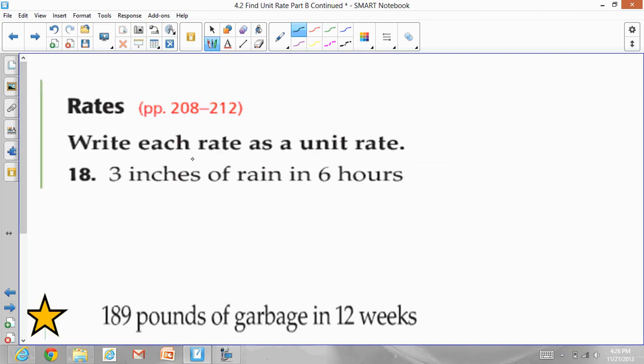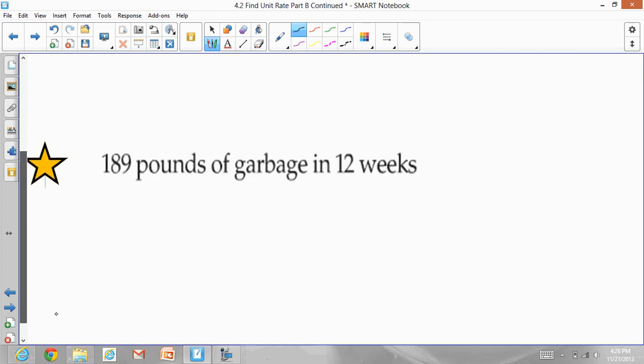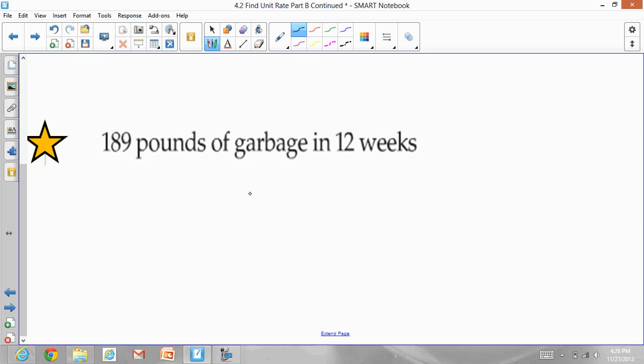Now, this question is a review of the rate and the unit rate. Rate compares one unit as opposed to another unit, which could be different. Unit rate talks about one item. So 189 pounds of garbage in 12 weeks. So garbage and the number of weeks. These are the two units you are comparing. So 189 pounds of garbage in 12 weeks.